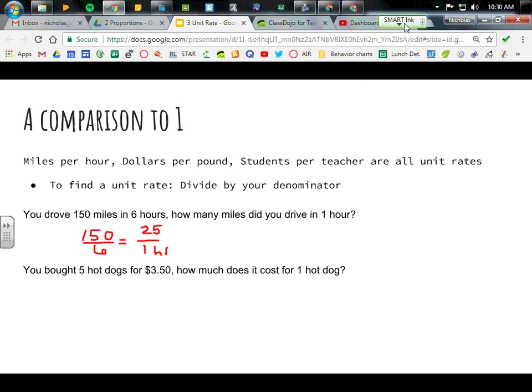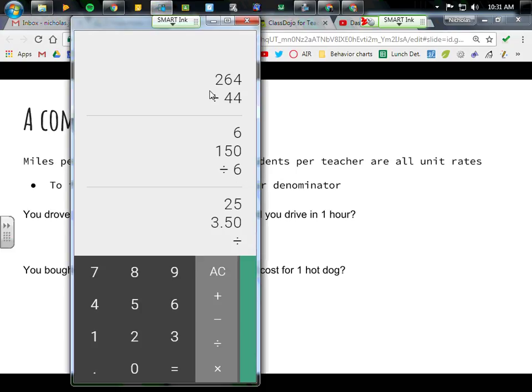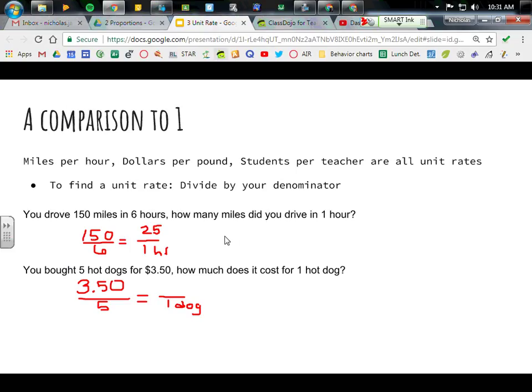You bought 5 hot dogs for $3.50. How much does it cost for one hot dog? So for this problem, we're going to write the ratio as $3.50 over 5 hot dogs. We're going to divide by 5. So 5 divided by 5 is 1. That's why we're doing it. So for one dog, we're going to do 350 divided by 5. And we will get 70 cents.